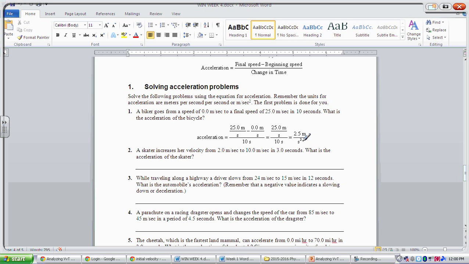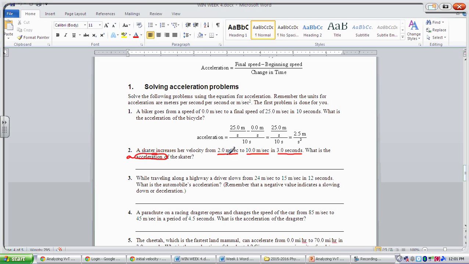So like here in problem 2, problem 1 is already done for you, so I'll start with problem 2, just to give you a little bonus for watching the video. A skater increases her velocity from 2 meters per second to 10 meters per second in 3 seconds. So that's our given information. They ask us what is the acceleration. Well, that's going to be our unknown, what we're looking for, and that's A for acceleration.